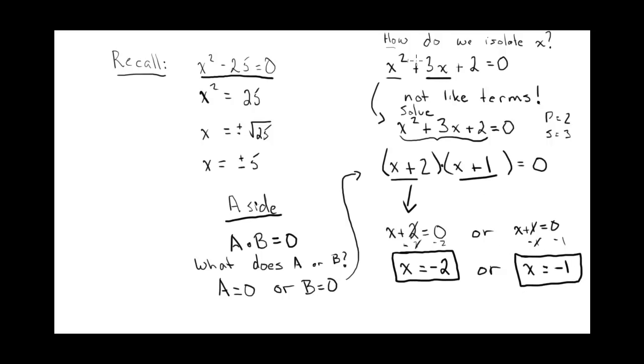And you can check just by substituting -2 into this equation, and you should get 0. And then substitute -1 into this equation, and again you should get 0. So that's how we solve this. We just have to factor, and then that reduces it to two linear terms. And then because those two linear terms are multiplied to give you 0, one of the terms must be 0.